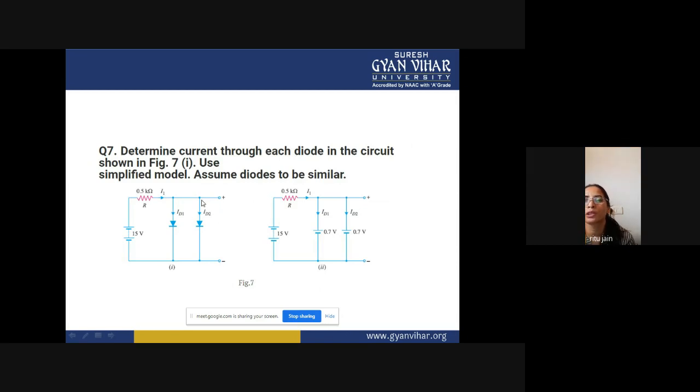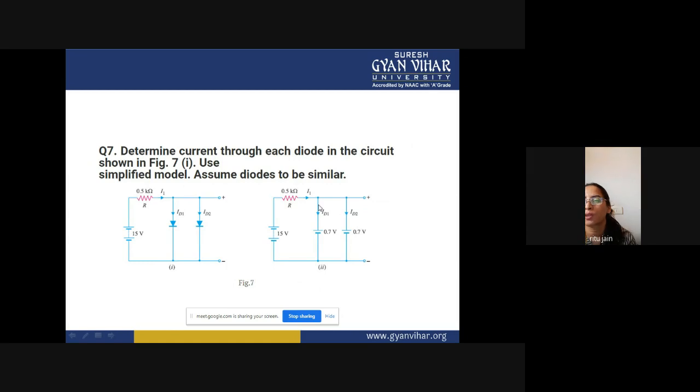First step, you have to simplify this circuit. Here it is not given which semiconductor material is used for constructing this diode. So for assumption, we will take the voltage drop across this diode as 0.7 volt. The battery connected here is 15 volt, and the diodes are connected in parallel direction, ID1 and ID2, and this is the 0.5 kilo ohm resistance.